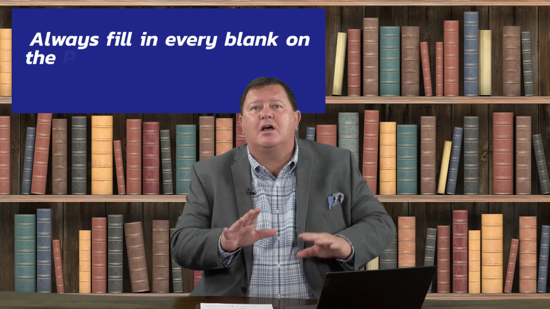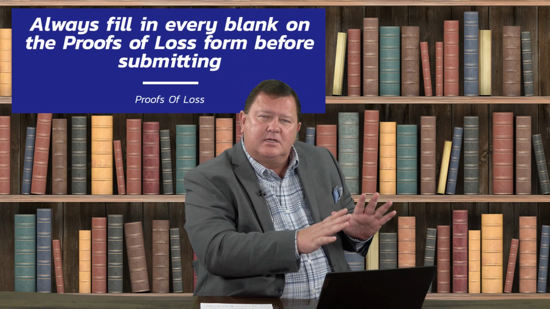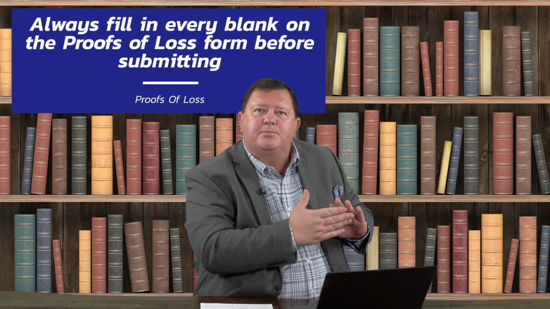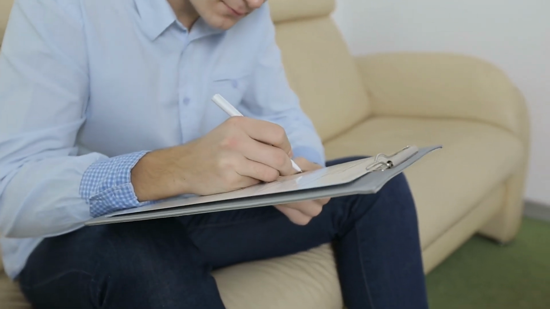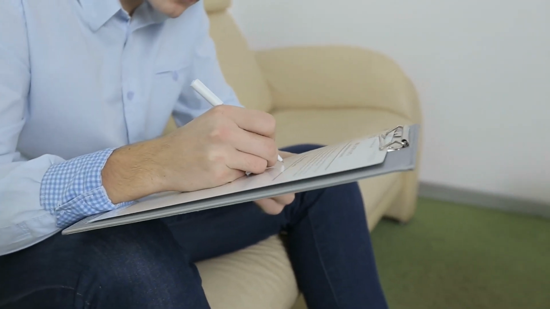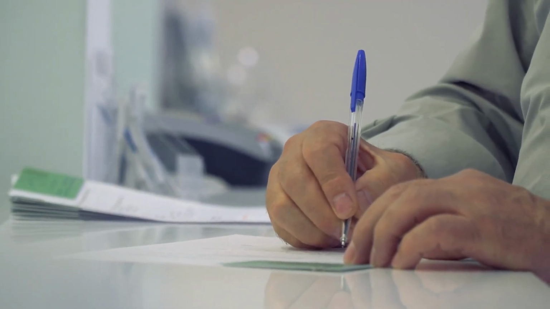So what should go with the proof of loss? A proof of loss should have every blank filled out. I do not like for you to put things like TBD, to be determined, on a proof of loss. Why? Because you haven't given the information. Again, that's technically deficient. Fill all the blanks out to the best of your ability.